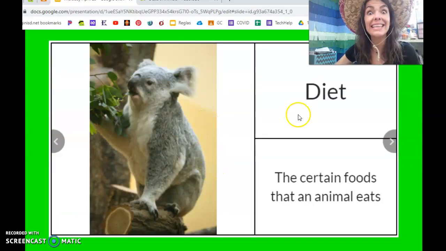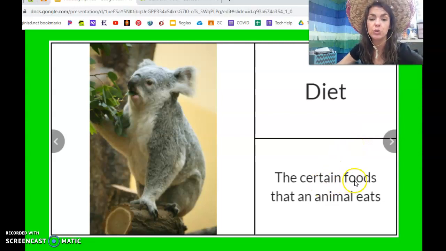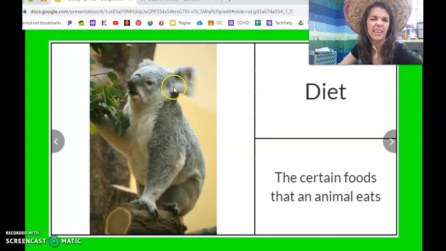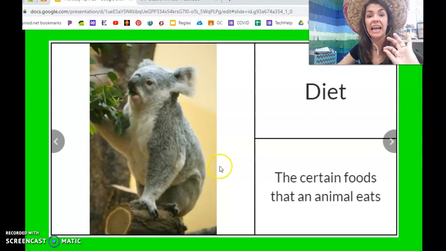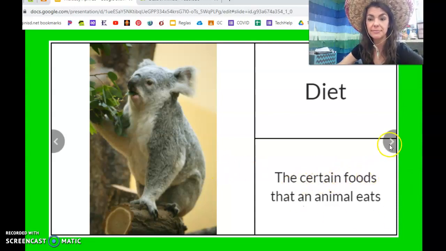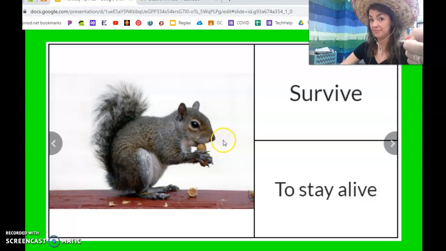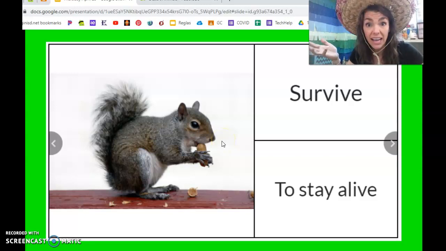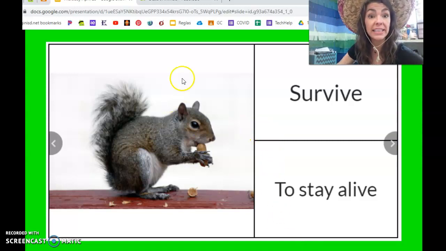Another new word is diet. Everybody say diet. A diet is what foods an animal eats. Look at this koala. What is the koala's diet? What is he eating? Lots and lots of what? Leaves. He's not going for the meat. His diet is plants. Last word, survive. Say it with me, please. Survive. You are going to show me how did those desert animals survive in the desert? What are their special characteristics? We're ready to get started.